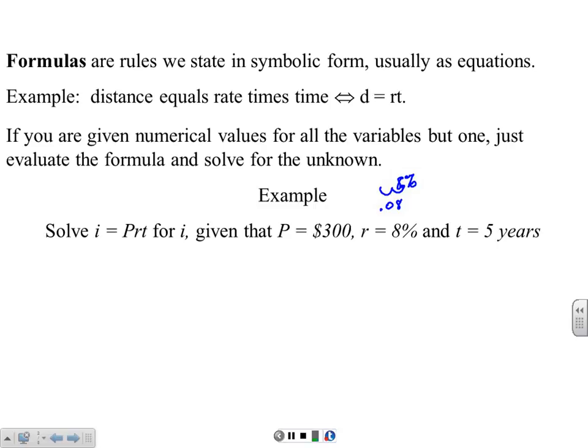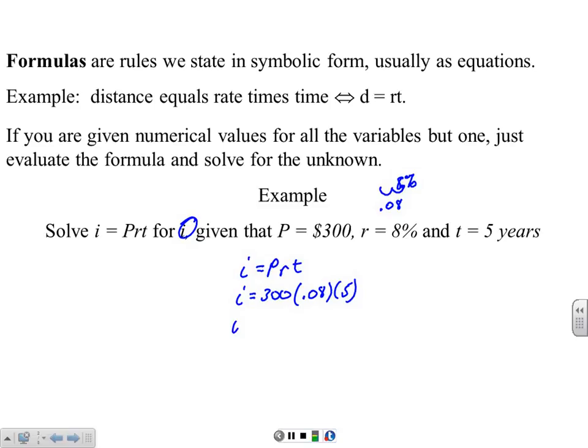So we are solving this formula for I, so we're looking for how much interest. If I take $300 to the bank and I invest it for 5 years at a rate of 8%, how much interest will this investment bring? So if we start off with the formula, I equals PRT, and I substitute in the numeric values for the variables, I'm going to have 300, and all of this is multiplication. That's P times R times T. So you have 300 times 0.08 times 5.